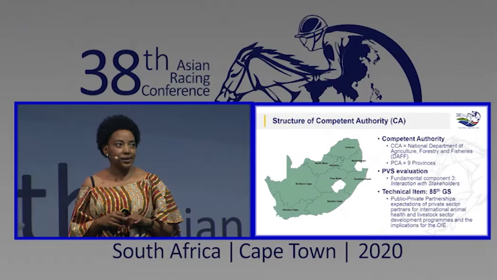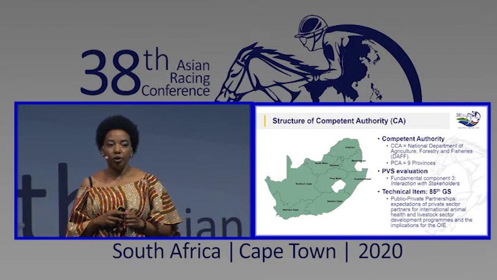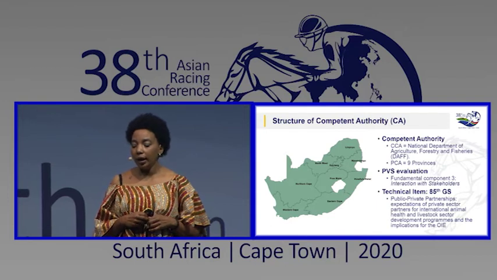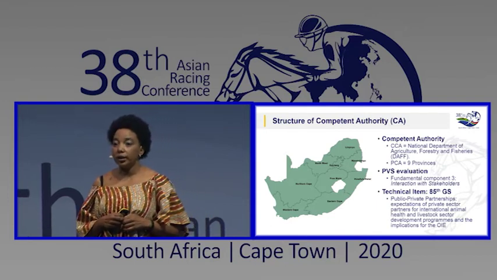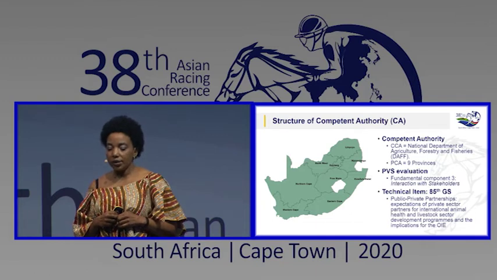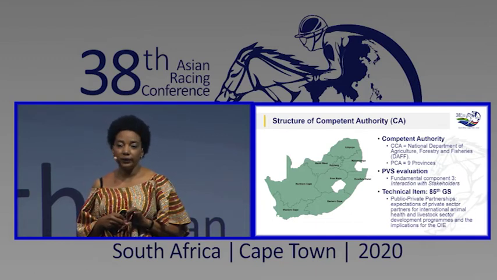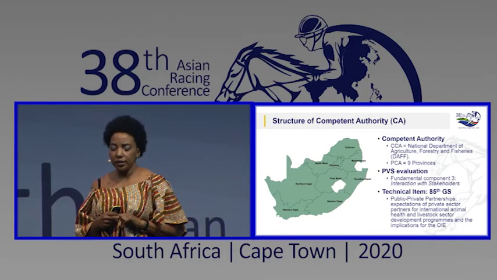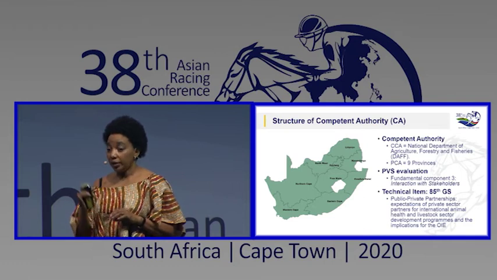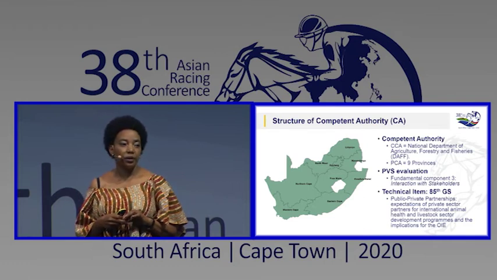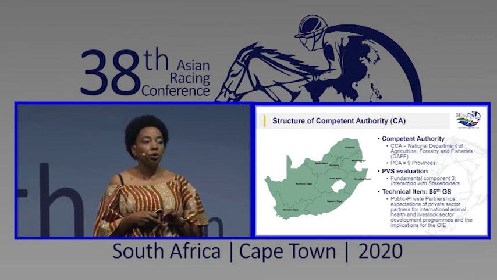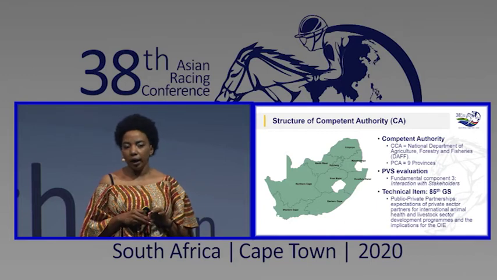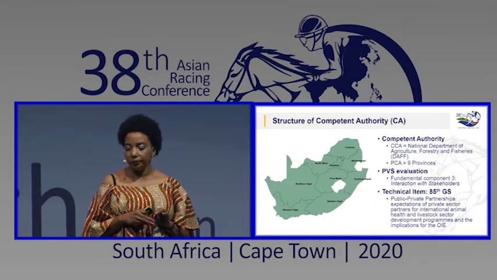In 2016, we conducted a performance of veterinary services that's generally conducted by the OIE. And one of the things that they found during that assessment was that our interaction with stakeholders was not optimal. And following that assessment, we then tightened relationships and partnerships with industries, not just the horse industry, the whole livestock and animal industries in the country.